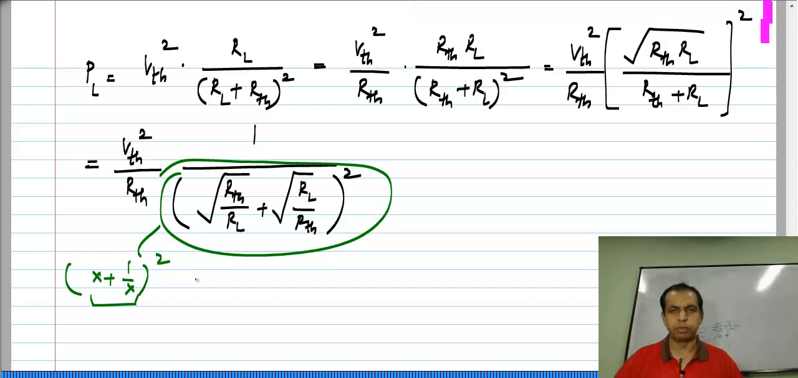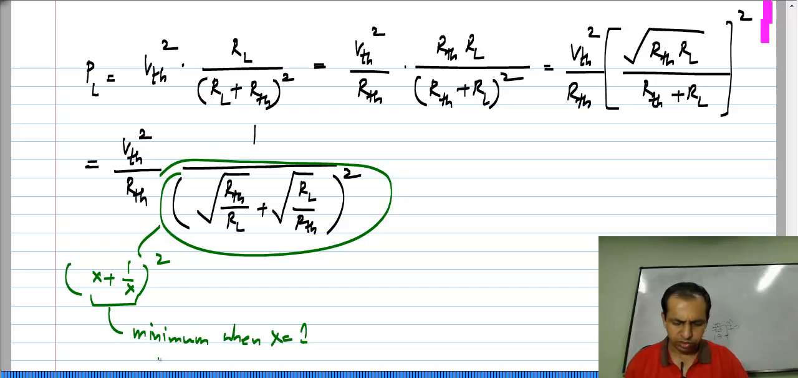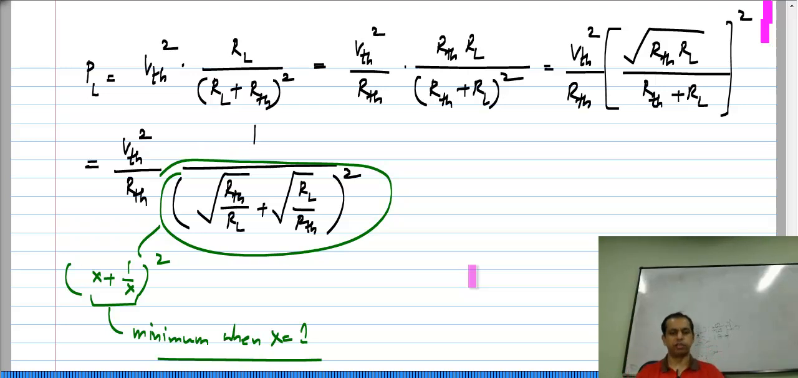Now, this form x plus 1 by x may be familiar to you. As x increases, the first one increases and the second one decreases, and if you try to minimize the value of this, you will find that the minimum will occur when x exactly equals 1. So, this has a minimum when x equals 1. When x tends to 0, this one goes towards infinity. When x tends to infinity, this one goes towards infinity. In the middle somewhere it will reach minimum, and it turns out that it will be when x equals 1. You can work this out for yourself.